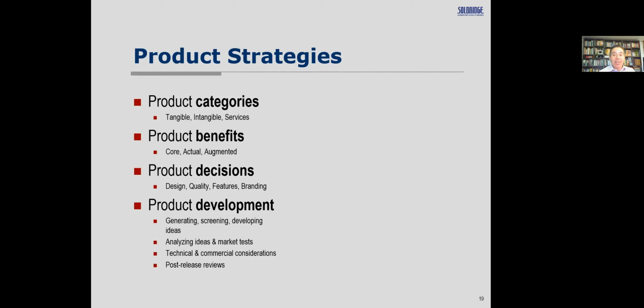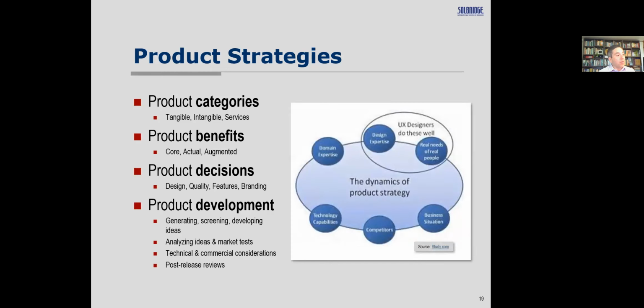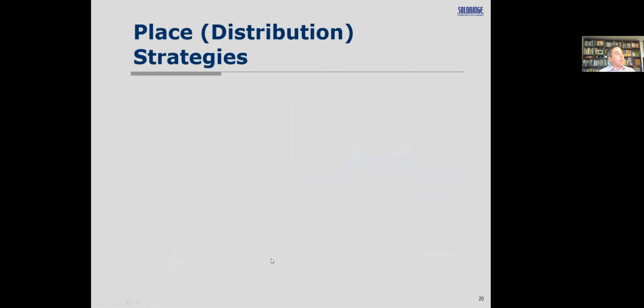How do we analyze the ideas? What are the technical and market considerations? And how do we continue to update and review? So these are various aspects of product strategy. We will talk about this in more detail. So marketing strategy is a part of strategy, and a part of marketing strategy is product strategies. And these are some of the considerations there.